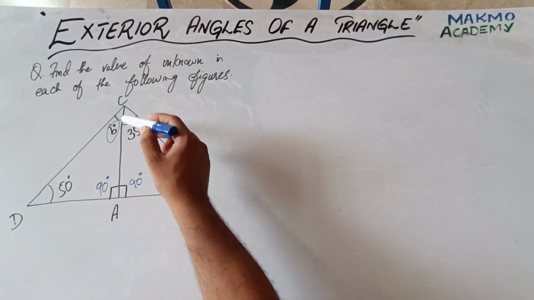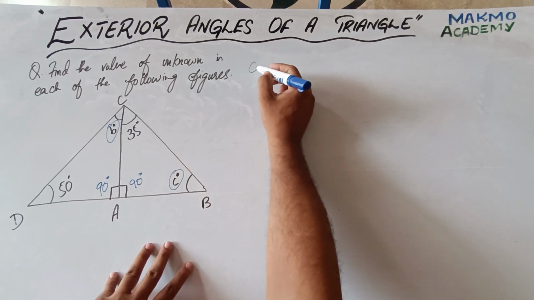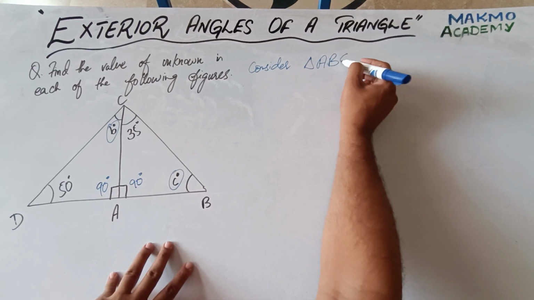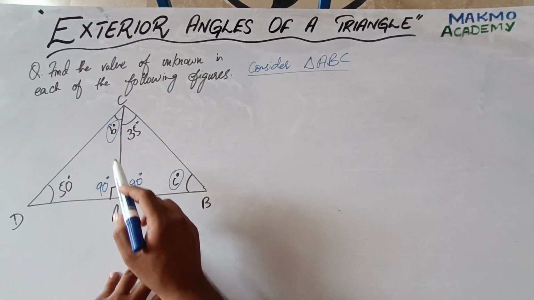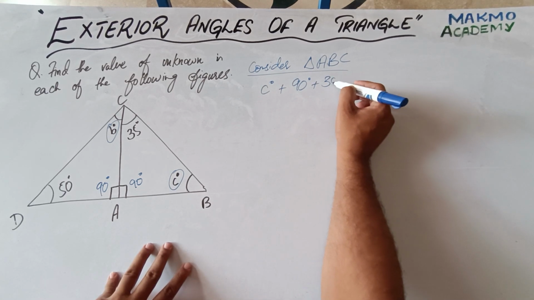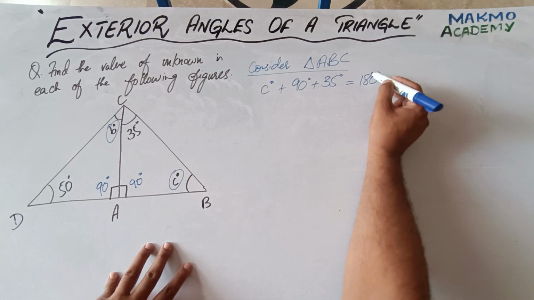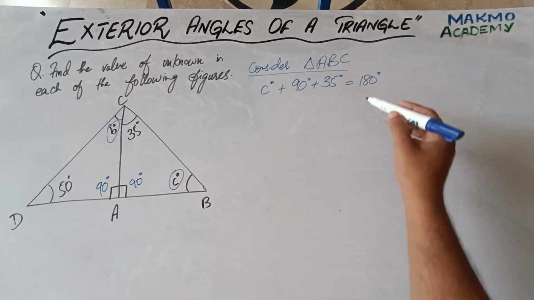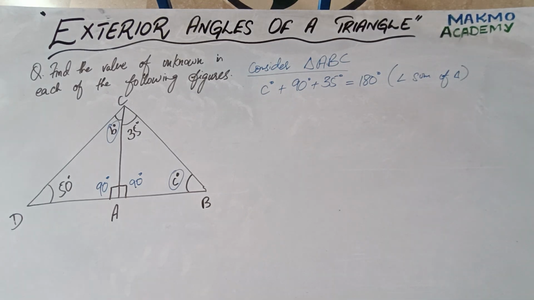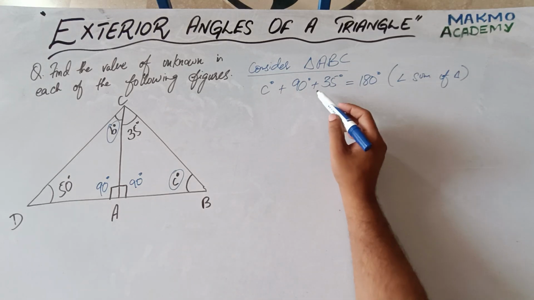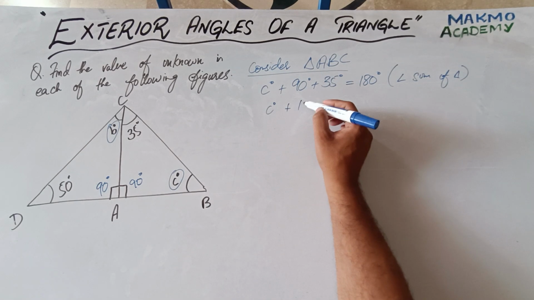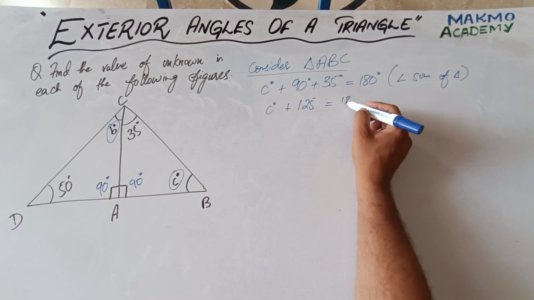There is a square, which means 90 degrees, and a square means 90 degrees over here. So in the smaller triangle, consider triangle ABC. While considering triangle ABC, C plus 90 plus 35 is equal to 180 degrees, because the sum of the three interior angles is equal to 180 degrees, the angle sum of a triangle. We are giving the reason according to which property we are making this statement. Now let's add both of them. This gives us 125 is equal to 180.